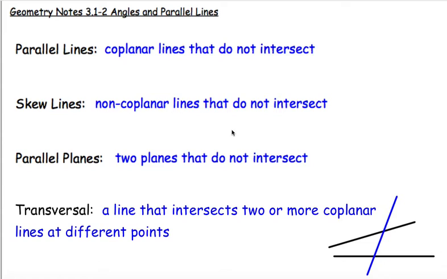Parallel planes are two planes that do not intersect. And a transversal is a line that intersects two or more coplanar lines at different points. The blue line in this picture right here is a transversal.